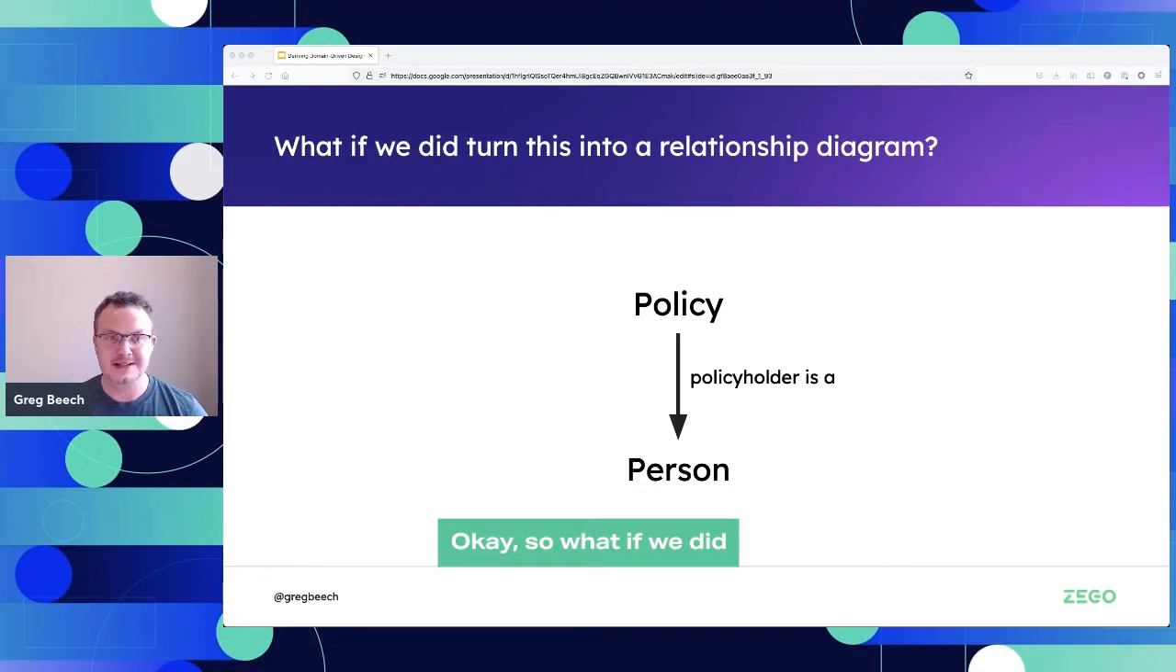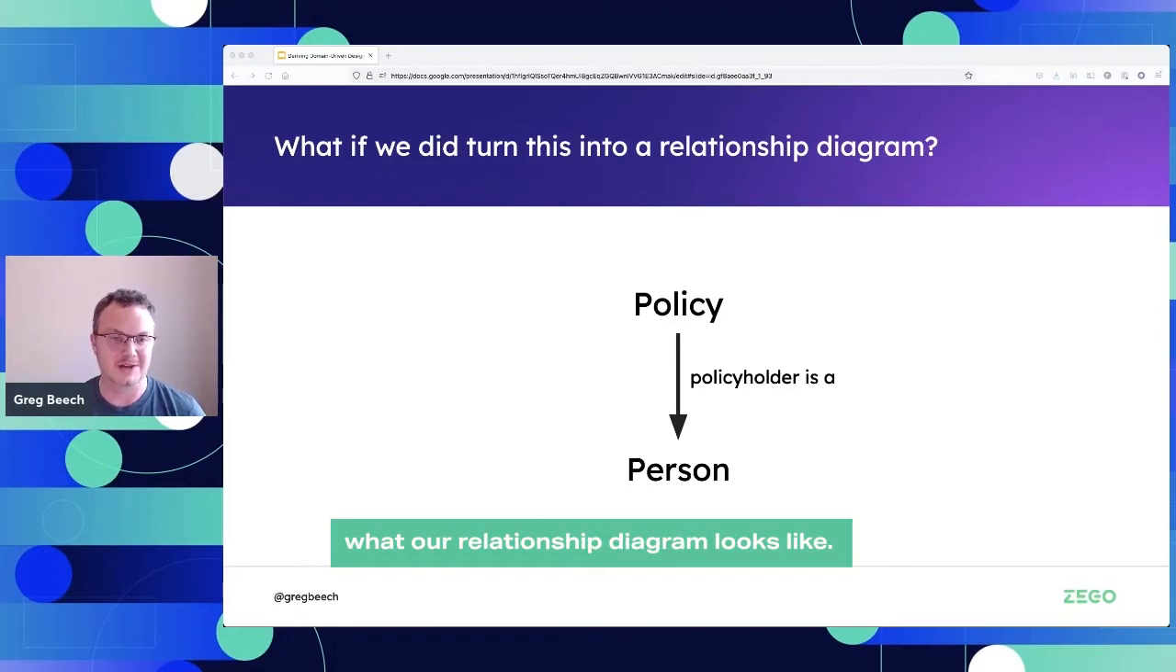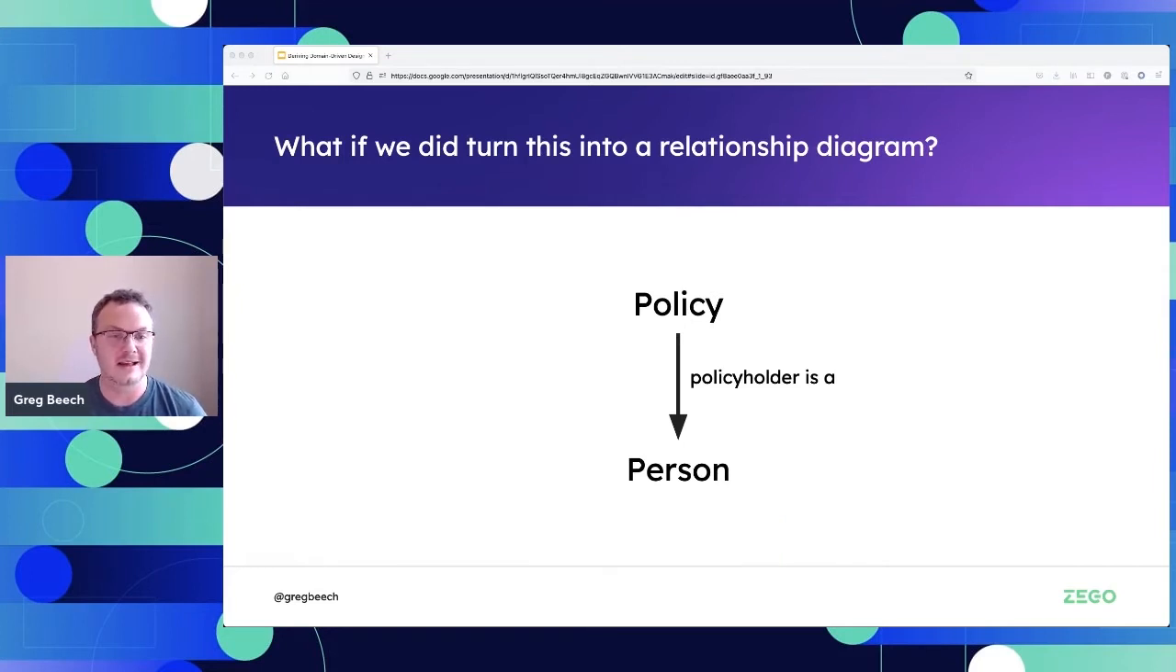Okay, so what if we did turn this into a relationship diagram? Because this is probably intuitively what you'd say. A policy has a policyholder, the policyholder is a person, and therefore this is what our relationship diagram looks like. And this isn't just a hypothetical theory. This is actually what things looked like at the start of Zego, because if you just go straight into it, that's what it might look like.